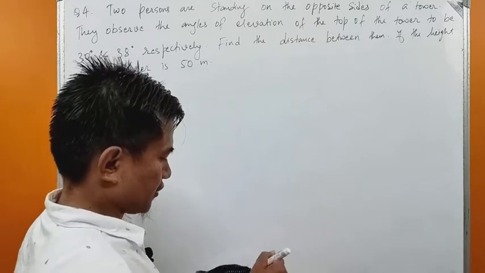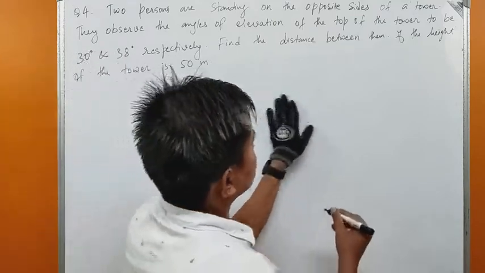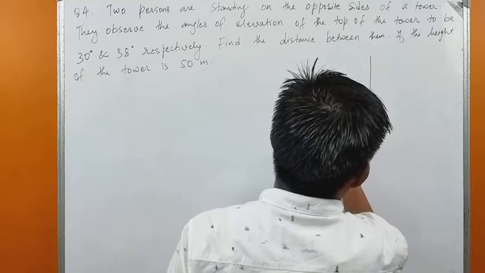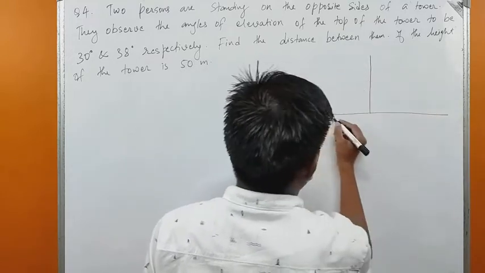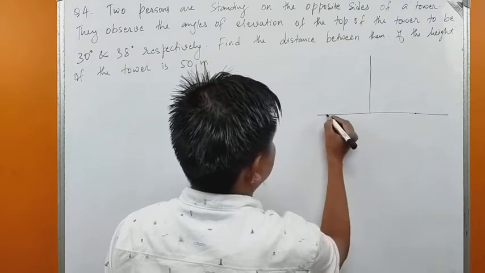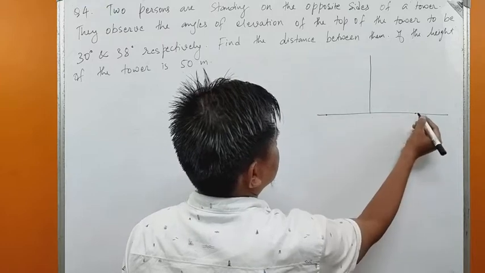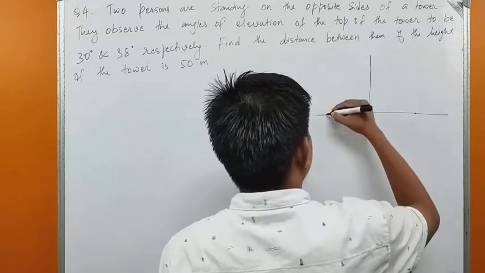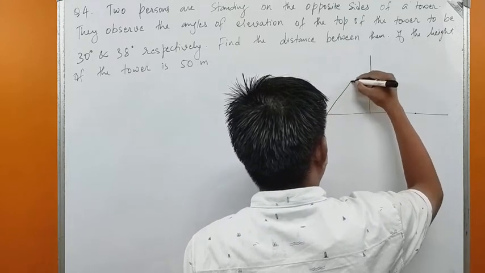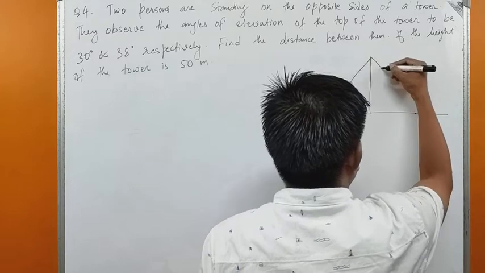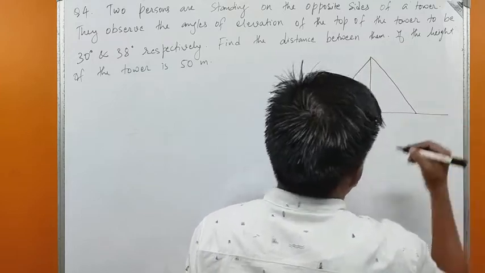Okay, so let's understand this question first. So this is a tower and this is the ground. Two persons are standing on the opposite sides of the tower. Suppose this is the point where the first person stands and this is the point where the second person stands. Now both of them look at the top of the tower. So this is the top of the tower.